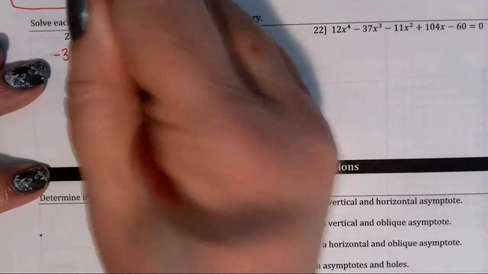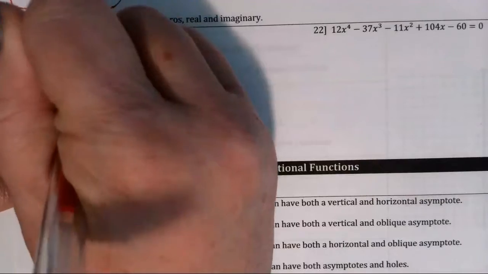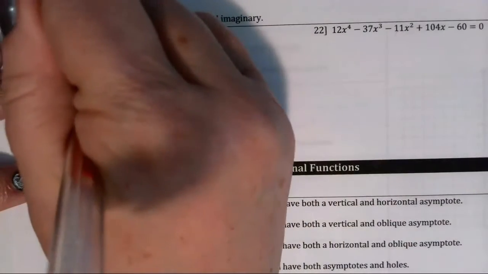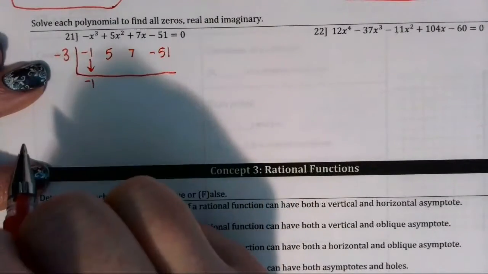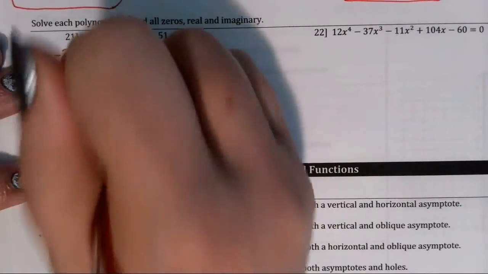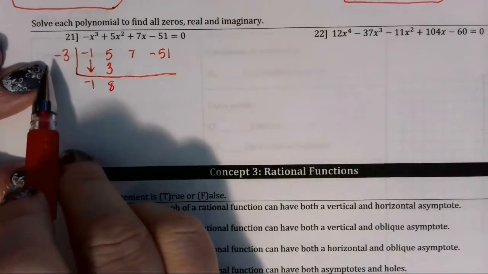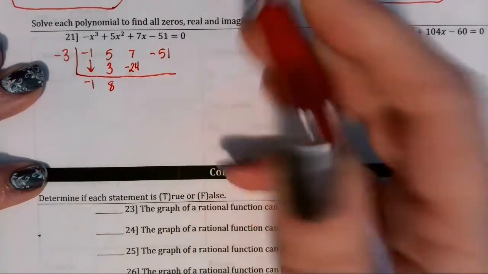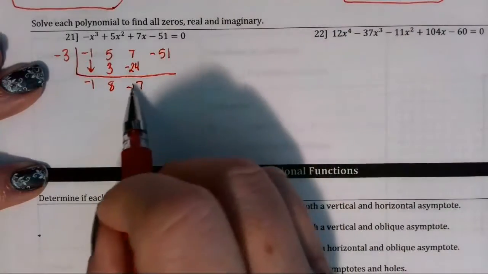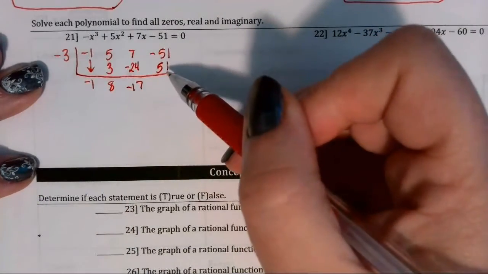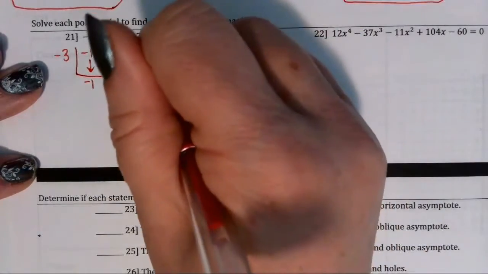So my coefficients are negative 1, 5, 7, and negative 51. And we're going to start by bringing down that first term, and then we multiply. Negative 1 times negative 3 is 3. Then add 5 plus 3 is 8. Then multiply. 8 times negative 3 is negative 24. Then we add 7 plus negative 24 is negative 17. Then multiply. Negative 17 times negative 3 is 51. And add negative 51 plus 51 is 0.